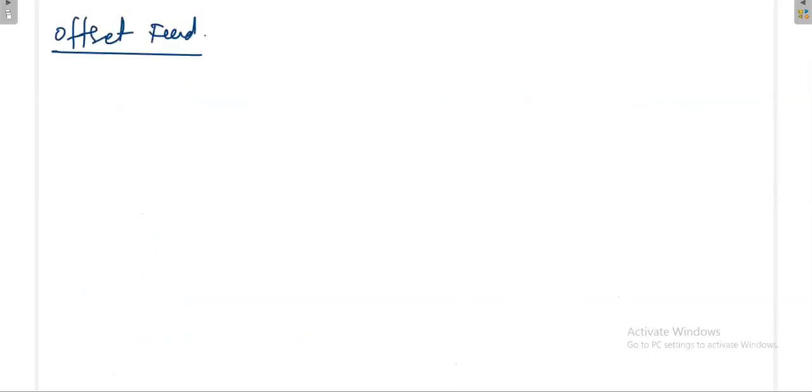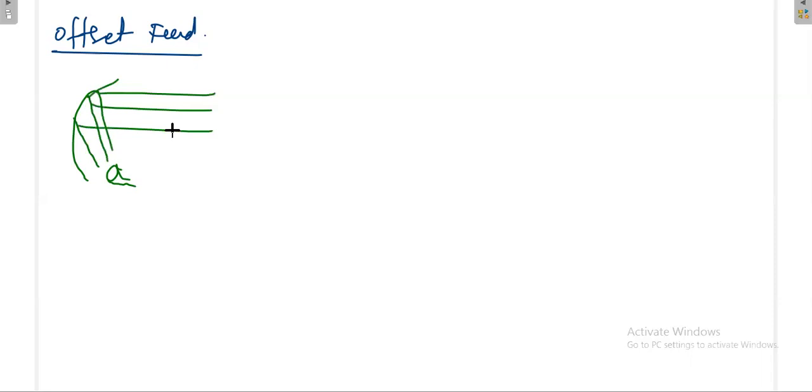In case of offset feed, if your dish is here and your feeder will be here, this is your feeder, then the signal goes like this, then it goes like this. Here, what is the problem? There is no stoppage, but only some portion of the parabolic reflector is illuminated by the EM waves.